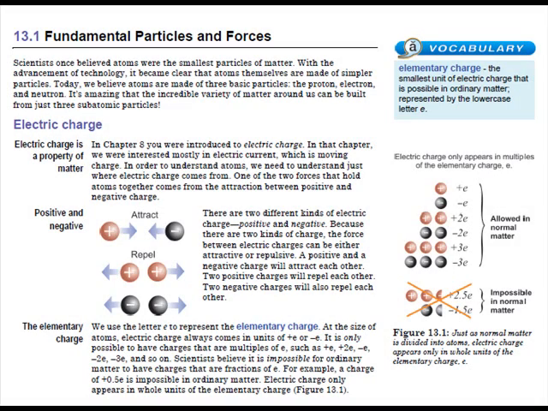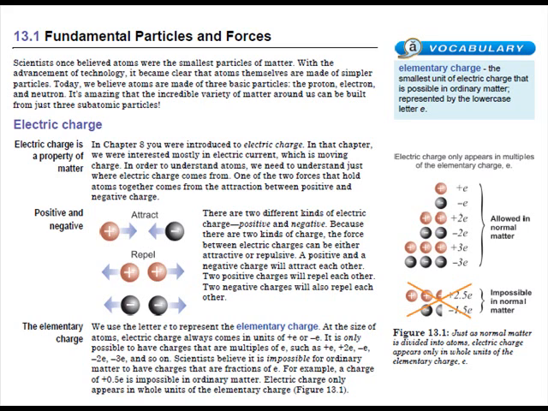Chapter 13.1: Fundamental Particles and Forces. Scientists once believed atoms were the smallest particles of matter. With the advancement of technology, it became clear that atoms themselves are made up of simpler particles. Today, we believe atoms are made of three basic particles: the proton, electron, and neutron. It's amazing that the incredible variety of matter around us can be built just from three subatomic particles.